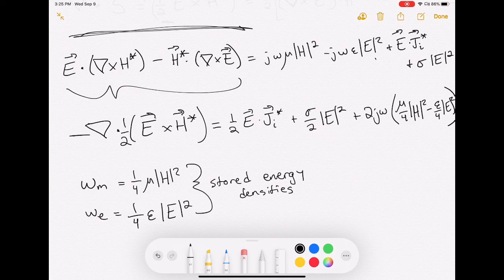Also interesting is this factor of j omega on the front of that part of the equation. That's a time derivative, which makes sense because this is a power conservation thing, and we're talking about power in all the other terms. So the time derivative of energy is power. This is power dissipated as loss, and this is power from the sources.